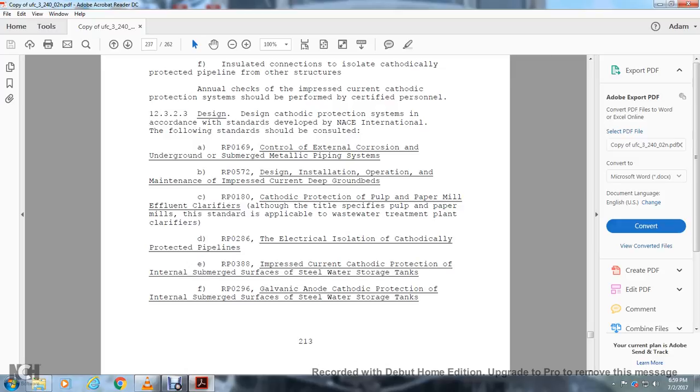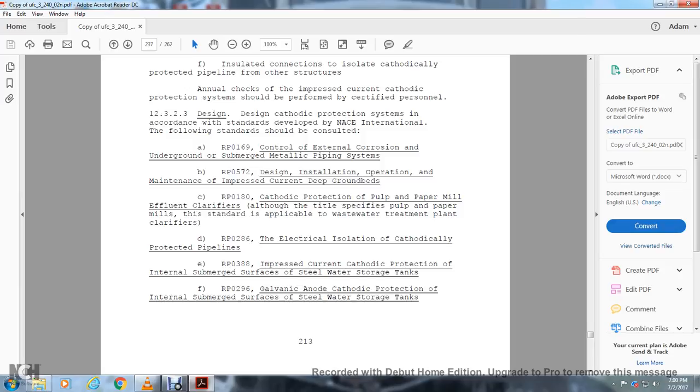12.3.2.3 Design the cathodic protection system in accordance with the standards developed by NACE International. The following standards should be consulted. RP0169, control of external corrosion on underground or submerged metallic piping systems. RP0572, design, installation, operation, and maintenance of impressed current deep ground beds. RP0180, cathodic protection of pulp and paper mill effluent clarifiers. Although typically specified for pulp and paper mills, the standard is applicable to wastewater treatment plant clarifiers.